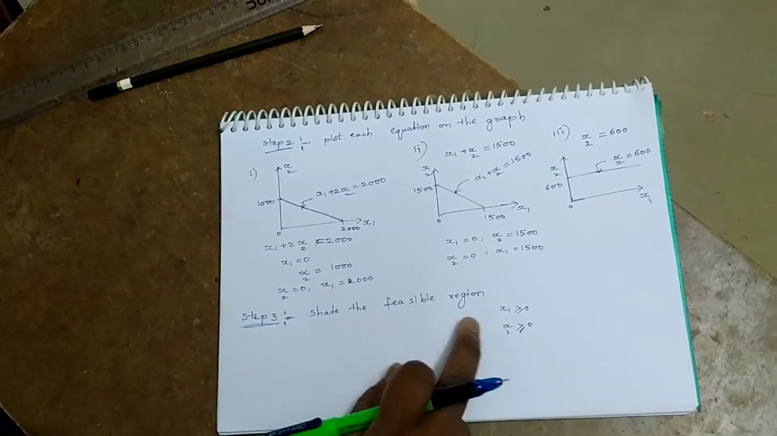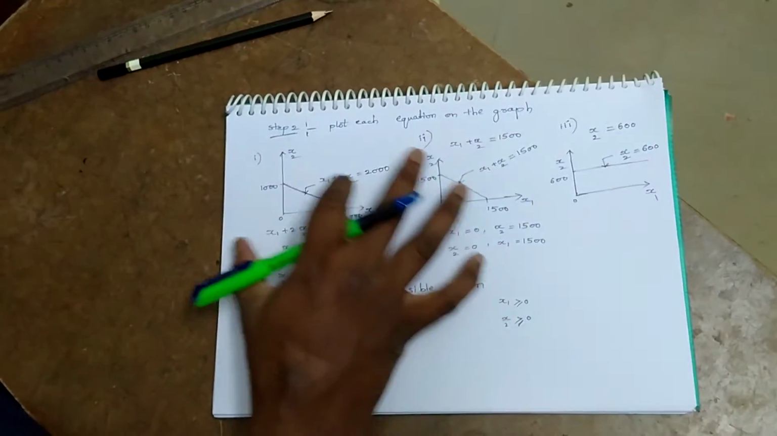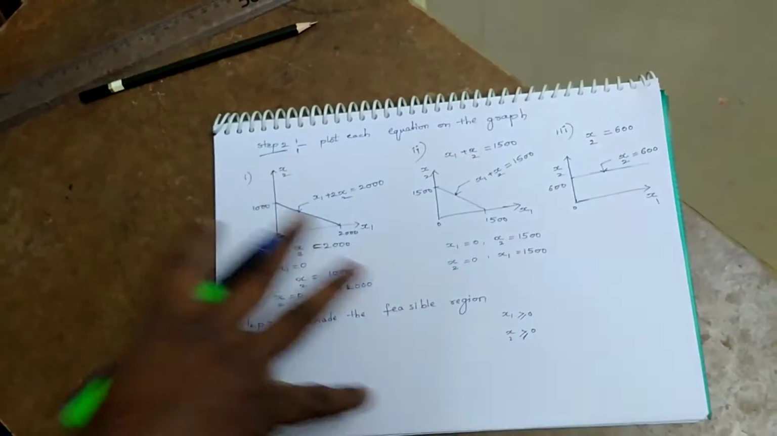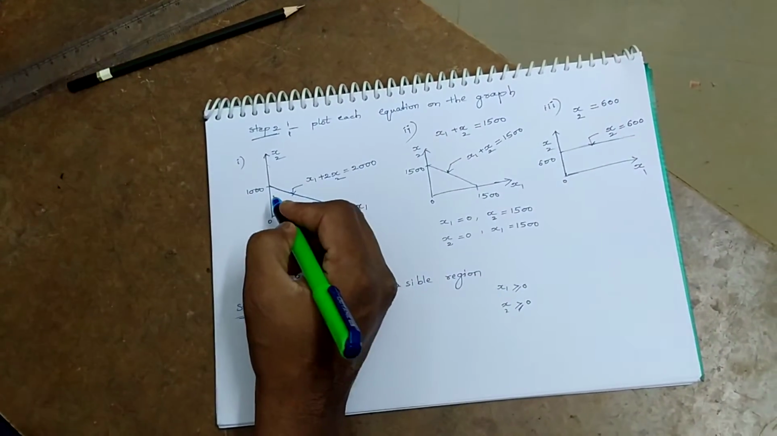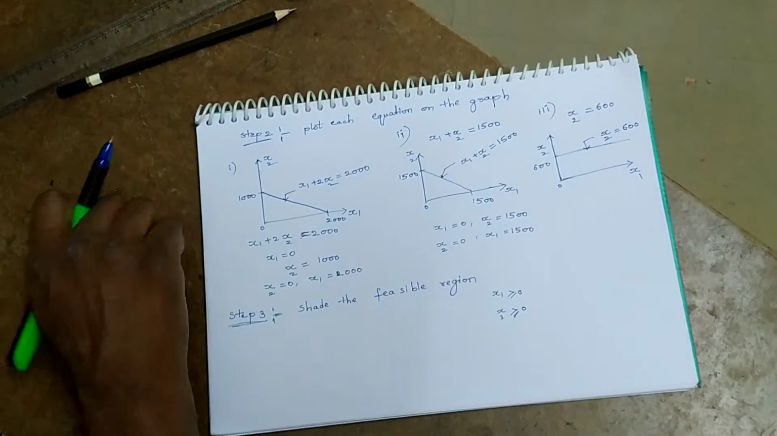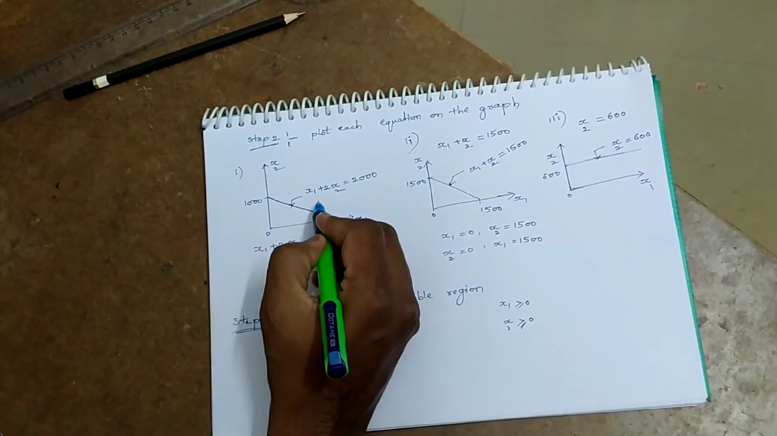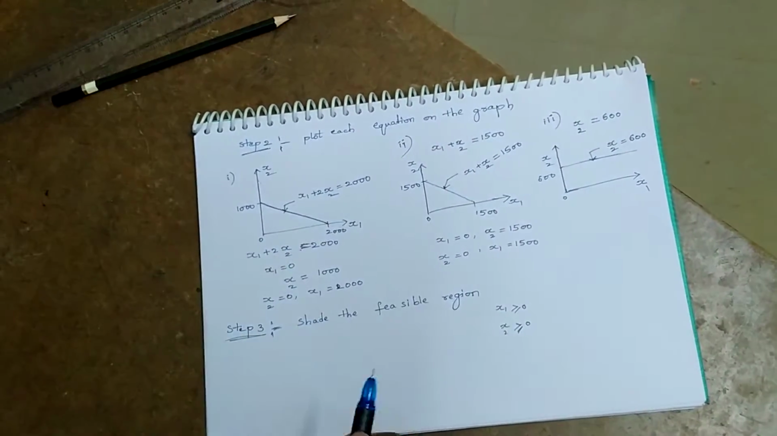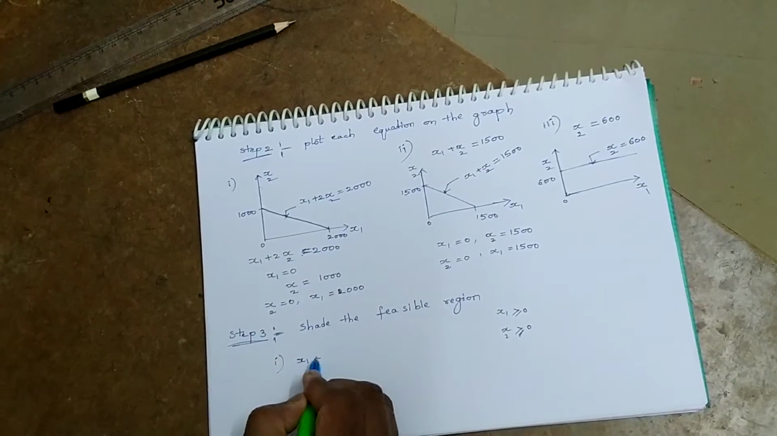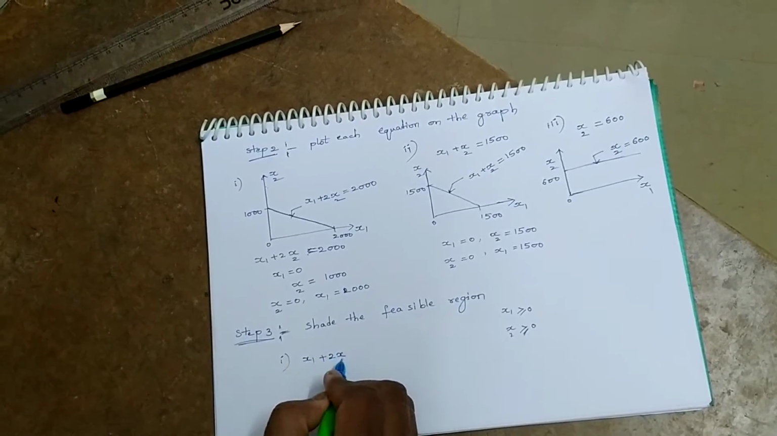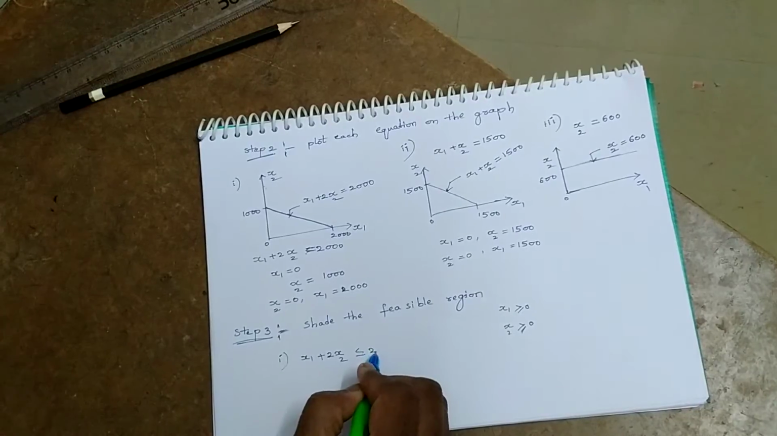Now, what is that feasible region we are going to show? We are going to show this feasible region over the plot that we have drawn first. First of all, in the second step itself, in the plot itself, we can show. The first constraint is x1 plus 2x2 is less than or equal to 2000.